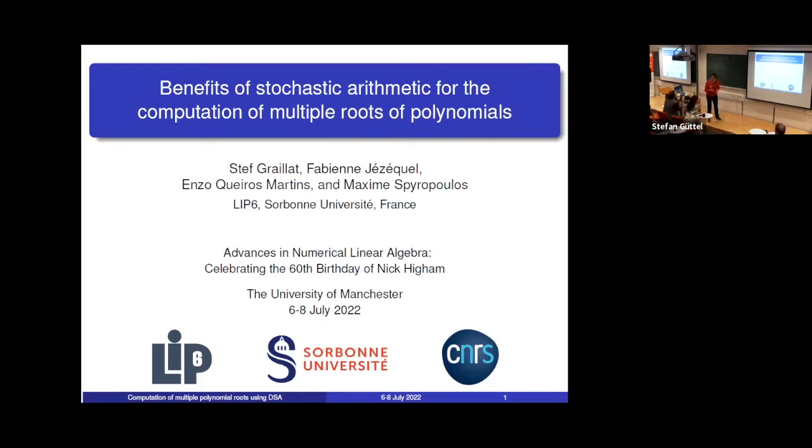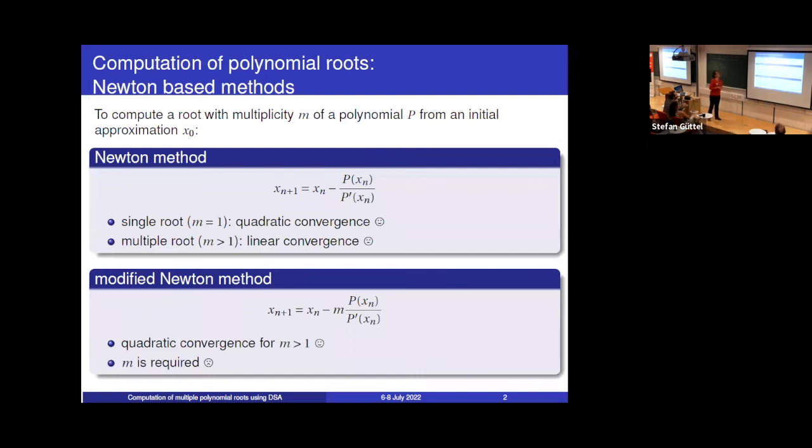Okay, so we want to compute polynomial roots using Newton-based methods. And so I recall here Newton method. So to compute a root of a polynomial p, you have here Newton method iterations. And if you have a single root, this method exhibits quadratic convergence. But if you have a multiple root, so with a multiplicity strictly greater than 1, you have a linear convergence.